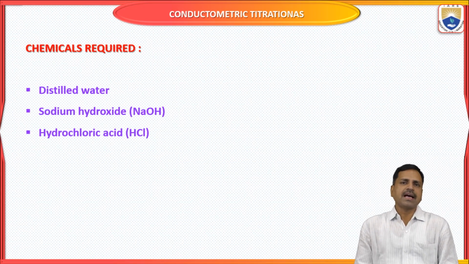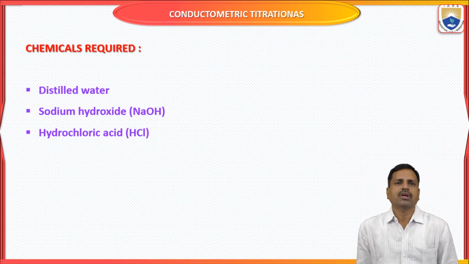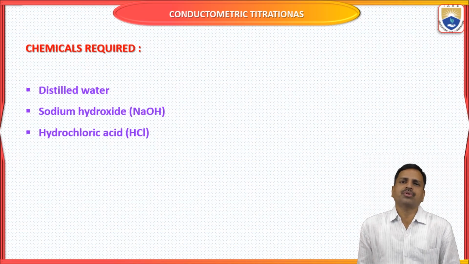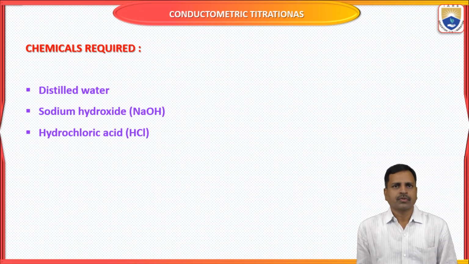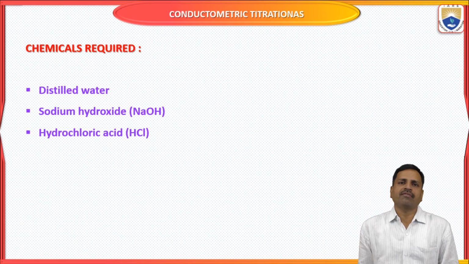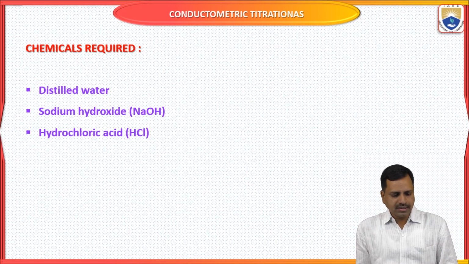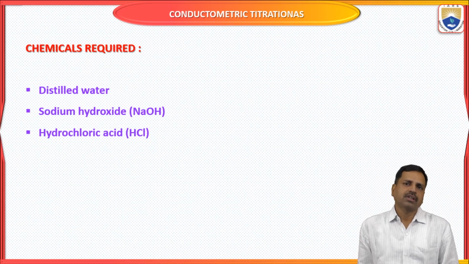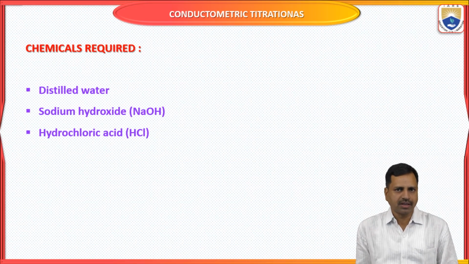So what is an acid? An acid is a substance which gives H plus ions when dissolved in water, and a base is one which gives OH minus ions. One which easily ionizes to give H plus ions is called a strong acid, and one which ionizes slowly is called a weak acid. It is the same for the base: one which sparingly gives OH minus ions is called a weak base.